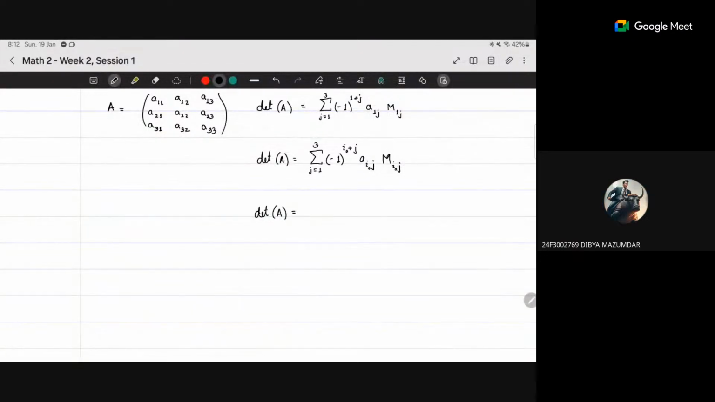Sir, but here we have to define i comma j equal to 1 to 3. No, then you will be taking 9 elements. It's not i comma j. You have to either fix i or fix j, because you are taking it along either a row or a column. You cannot vary both rows and columns. Here you are defining the determinant of a matrix.